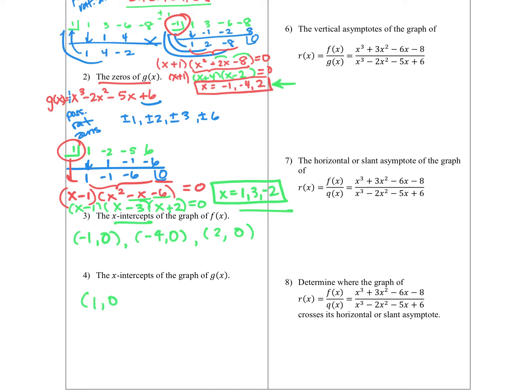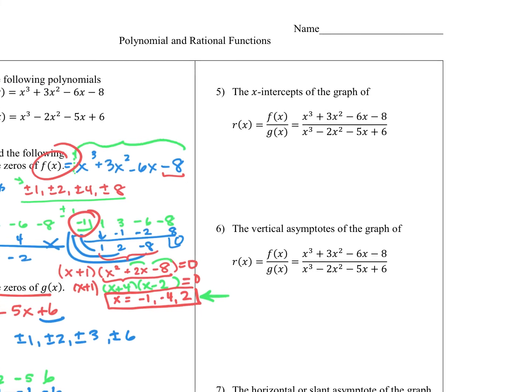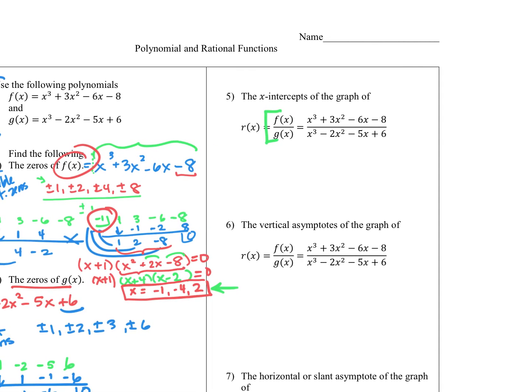So (1, 0), (3, 0), and (-2, 0). All right, now when we go to number 5, notice that really they've taken those same f of x and g of x and written it as a rational. So if we're asked to find the x-intercepts and the vertical asymptotes, really it's just looking back at that hard work that we just did.